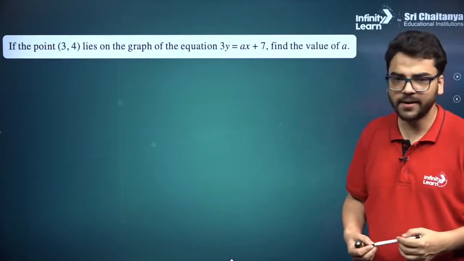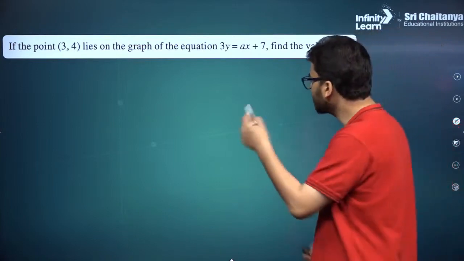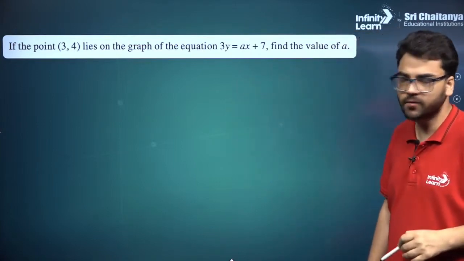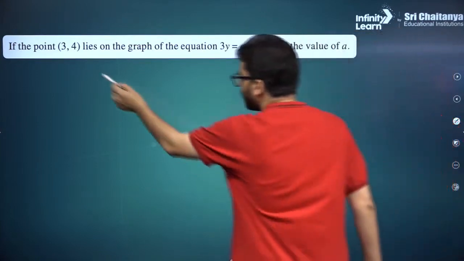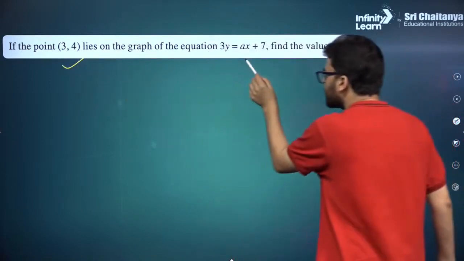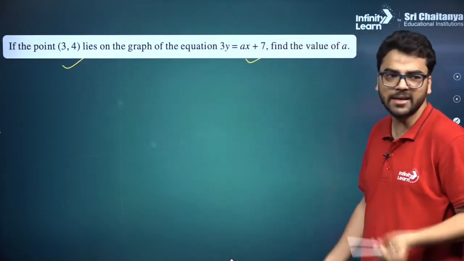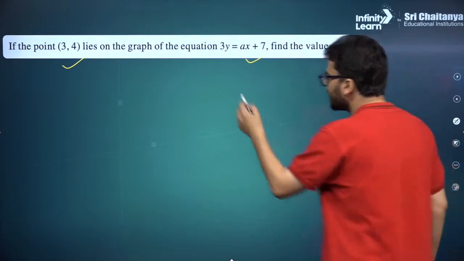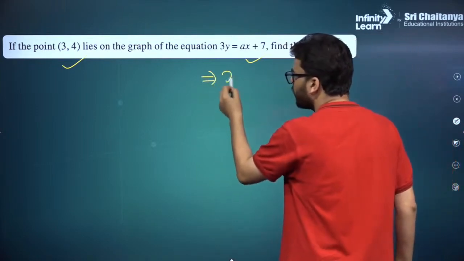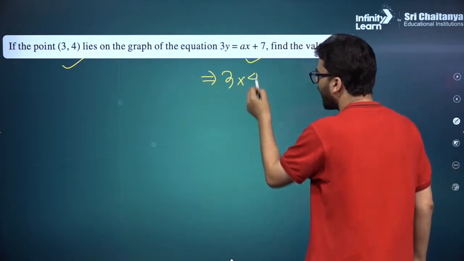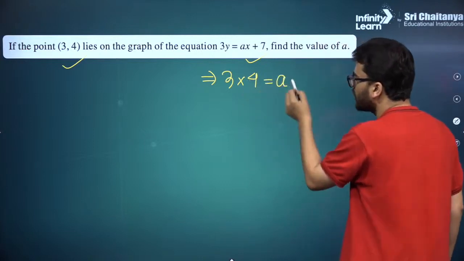It is given over here that (3, 4) lies on the graph of this equation. So what does it mean? It means that (3, 4) is a solution of this linear equation in two variables. That is the meaning of that. So in this equation, I can put y equal to 4 and x equal to 3. That's it.